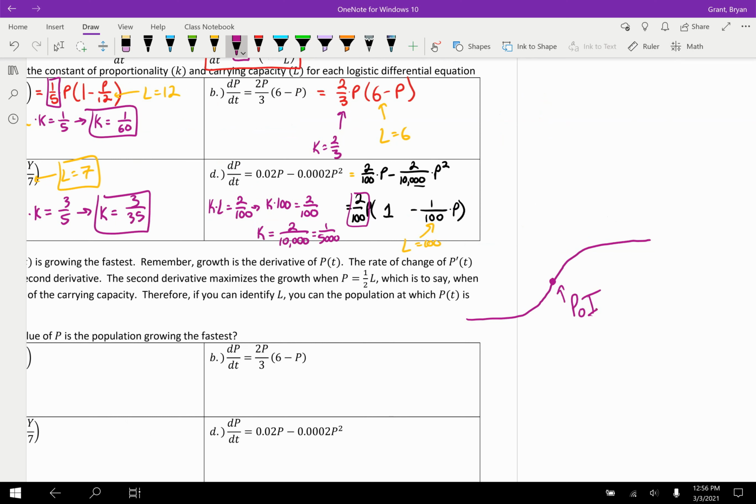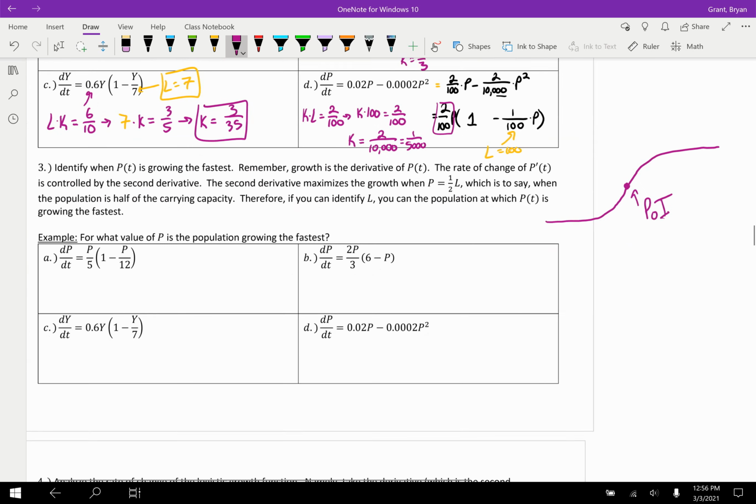That is because our second derivative, our inflection point, and we saw this on our sign chart earlier, is going to be the spot where the first derivative has a relative max. And if that has a relative max, a maximum first derivative is like a maximum slope. It's when the slope is the biggest, or when your equation is growing the fastest. So when they ask us to find where P of t is growing the fastest, what they really want is to know where is the inflection point.